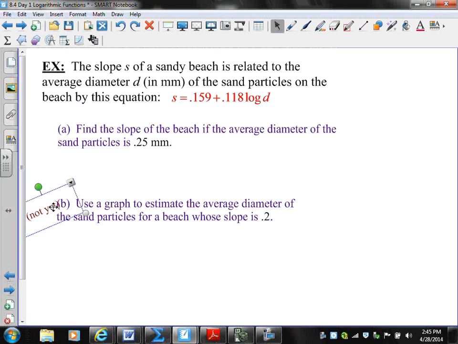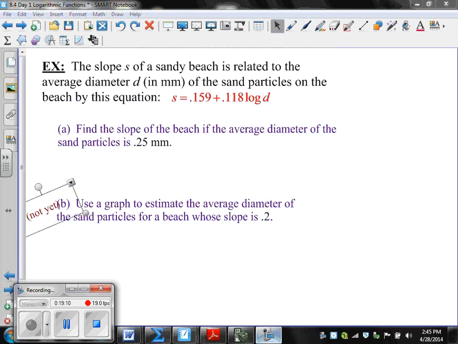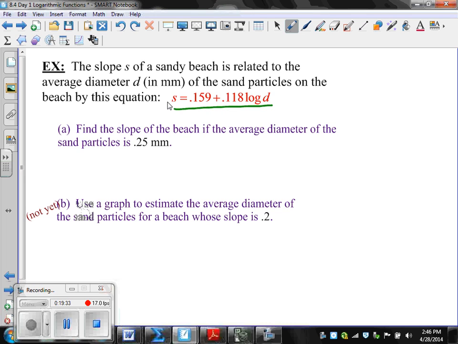So this is a very simple example for us. I don't even want to call this a problem because it's really not much of a problem. This is really more of an example of where logarithms can be used in natural circumstances. So we have the slope of a sandy beach. It's related to the average diameter of the sand particles by this equation here. S equals 0.1959 plus 0.118 log of D. That's common log, that's base 10, right? Okay. So what's the slope of the beach if the average diameter of the sand particle is 0.25 millimeters?